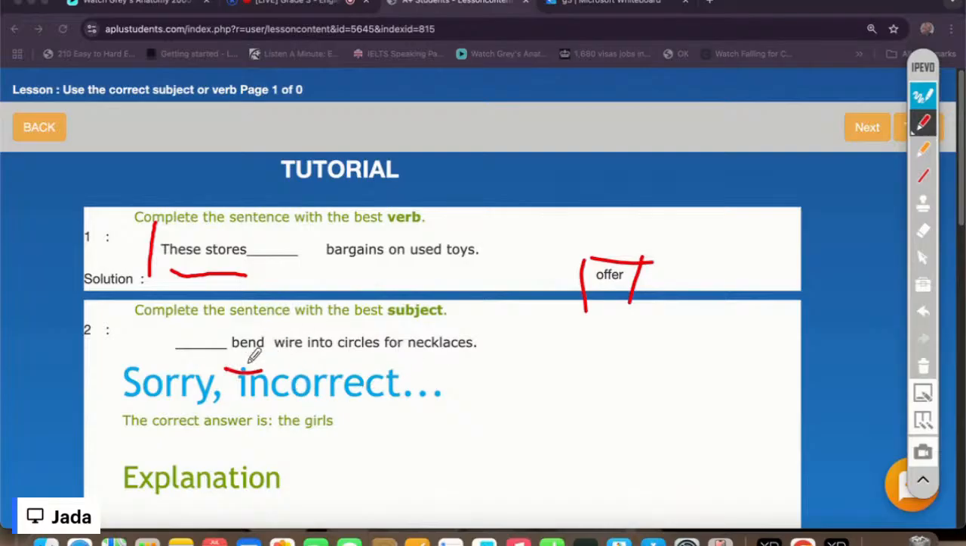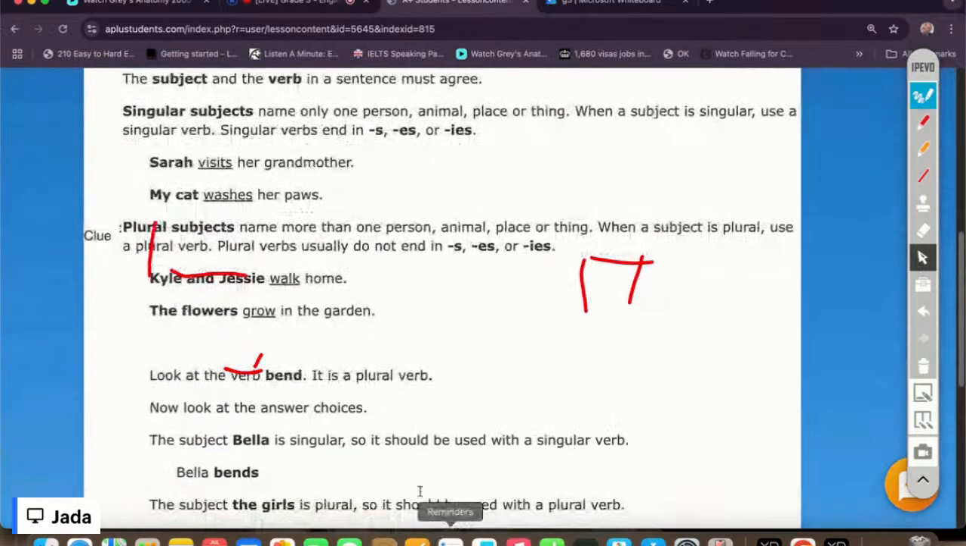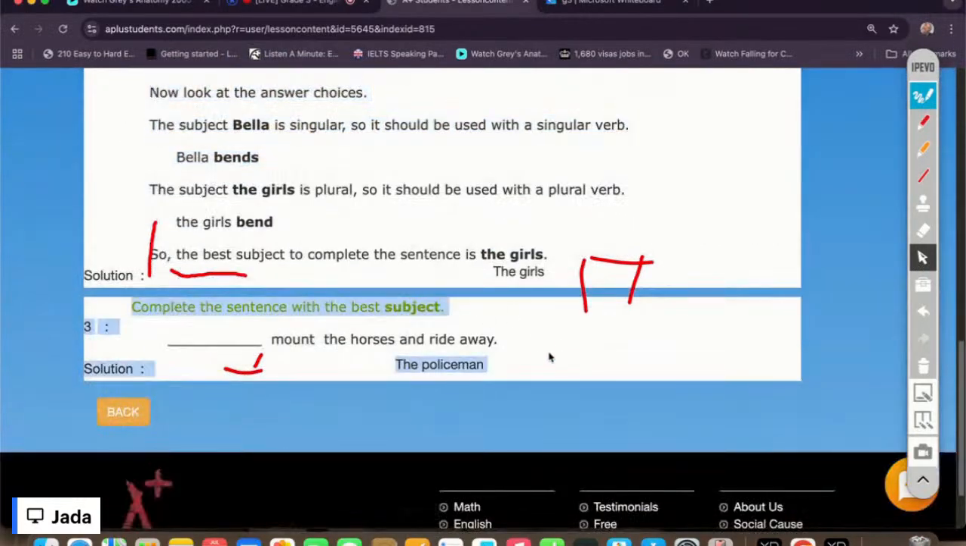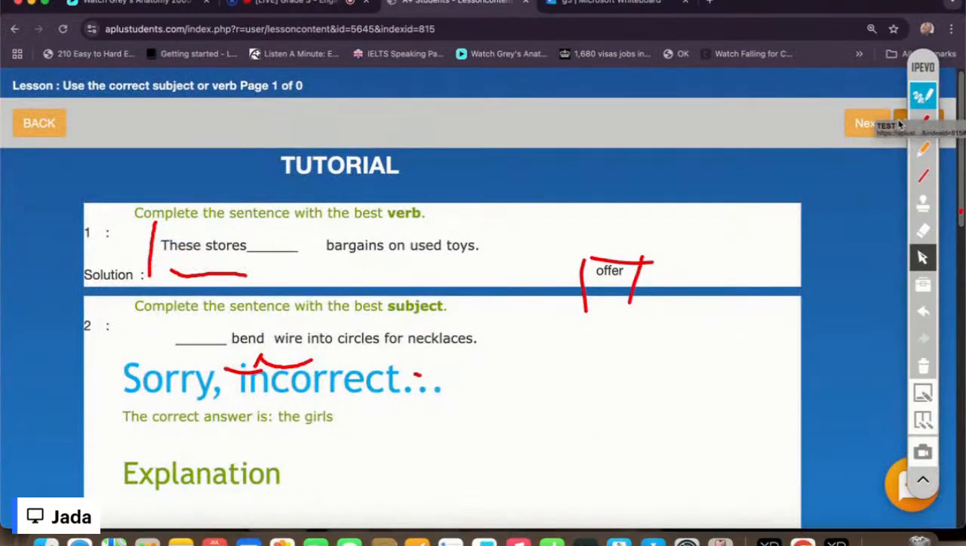Now, dash bend wire into circles for necklace. Bend is the verb here and it doesn't have s. So that means it's a plural verb. So you would have a plural subject. So the girls bend. Dash mounts the horses and ride away. So mount is the verb and this verb does not end with s. Okay. So we have the policeman. All right, so let's move on to the test.